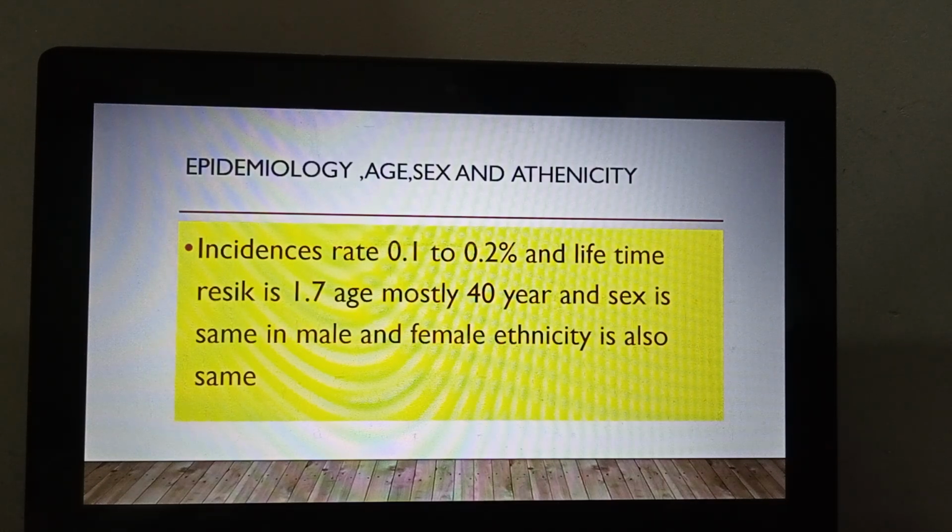Epidemiology, age, sex and ethnicity. The incidence rate is very low, that is 0.1 to 0.2 percent. The lifetime risk of having alopecia areata is 1.7 percent. The age usually involved is around 40 years. Sex distribution is similar between male and female, and ethnicity is also similar.